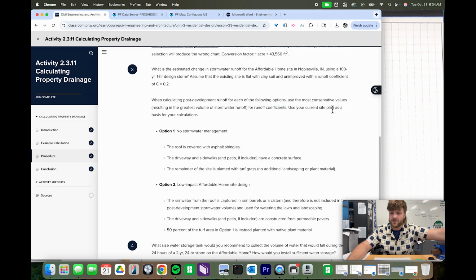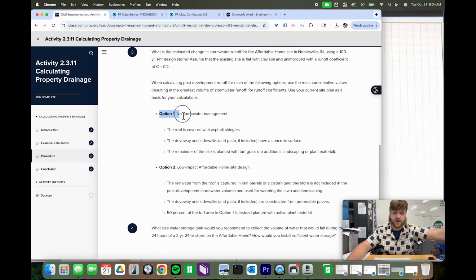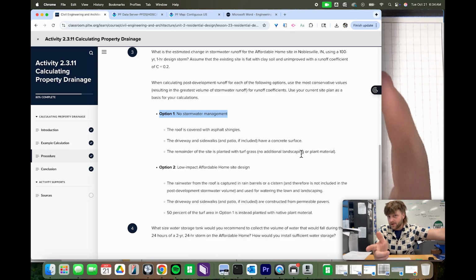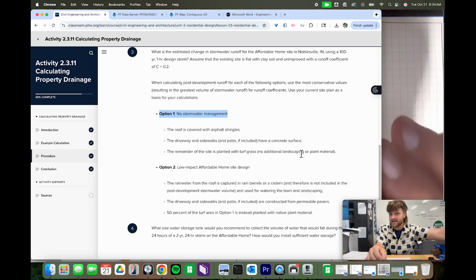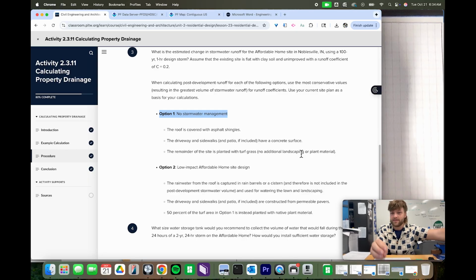They also say to use your current site plan as a basis for our calculations. And so they've got these two options here. Option 1 is that there's no stormwater management. So just the case where the roof is covered with asphalt shingles. The second thing is the driveway and the sidewalks, and also the patio. If you do have one of those, that's just going to be a concrete surface. The third thing is the remainder of the site is to be planted with turf grass, so no additional landscaping or plant material. So that's going to be the first option.